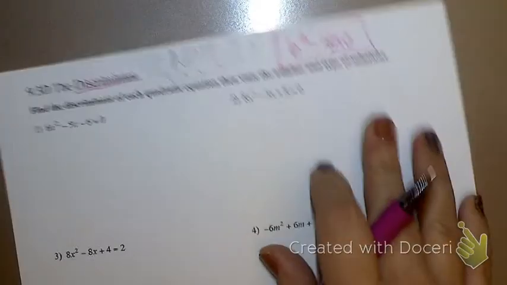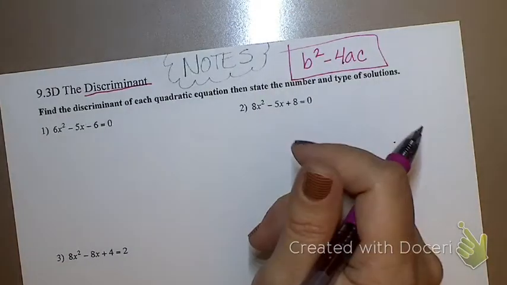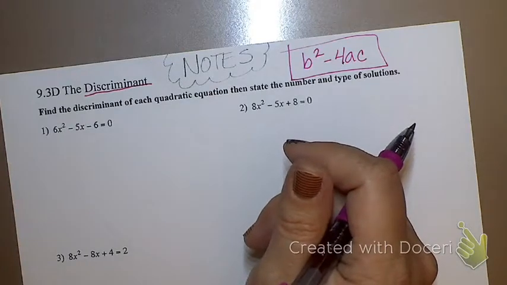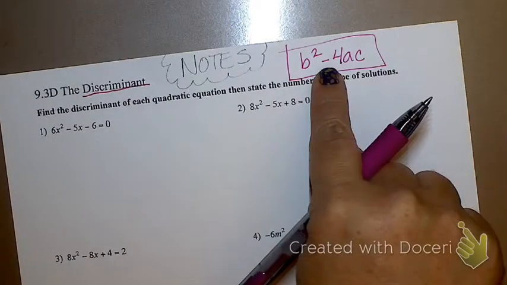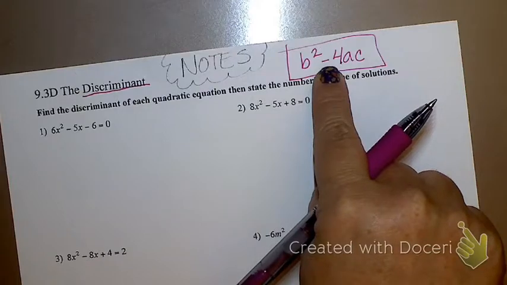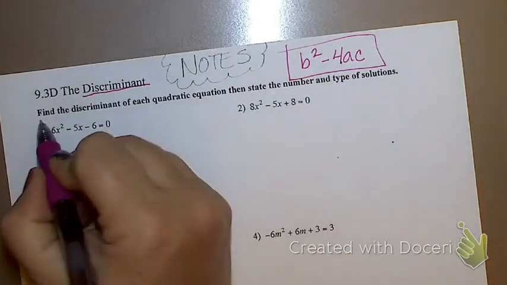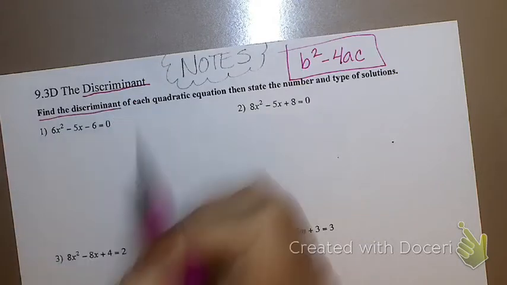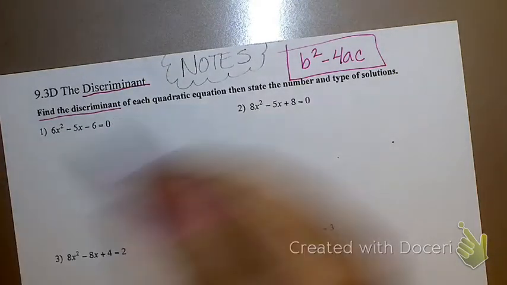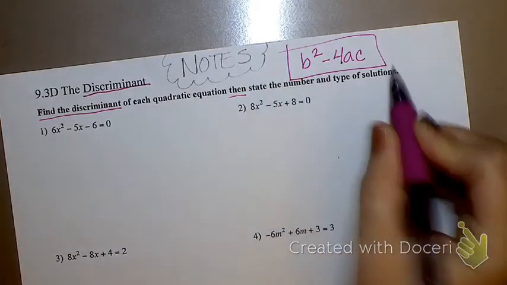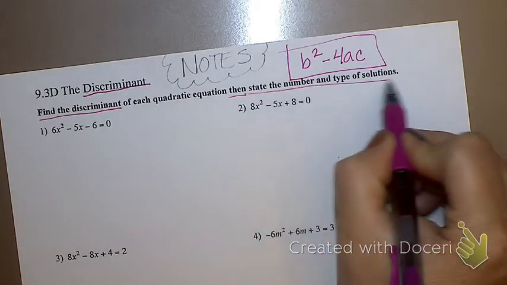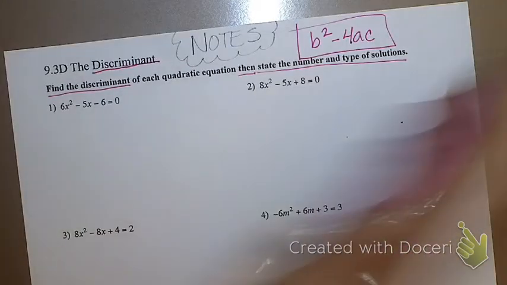Okay? So I still need to be in standard form. I still need to identify a, b, and c. I'm just going to be plugging it into here instead of the full-blown quadratic formula. Okay? Because it doesn't say solve, it says find the discriminant, and then state the number and type of solution. So we'll talk about that as soon as I get done with this one.